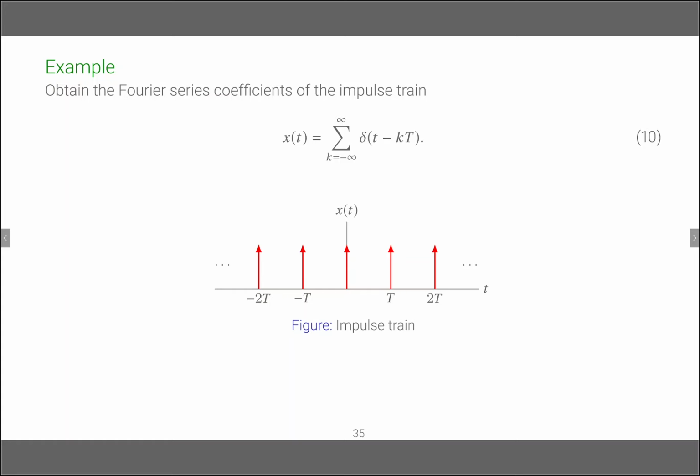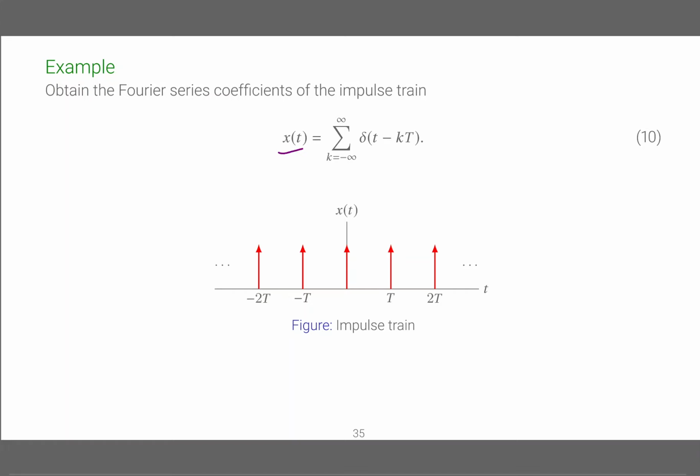Okay, as a next example, we will look at the Fourier series coefficients of the impulse train. So now let's try to understand that this xt is actually plotted here. So as we know, the graph of delta t is this.